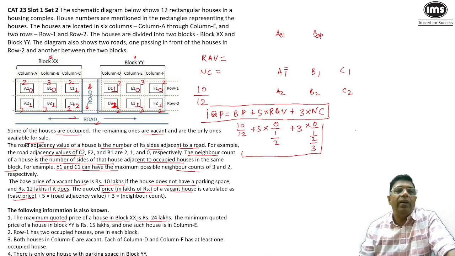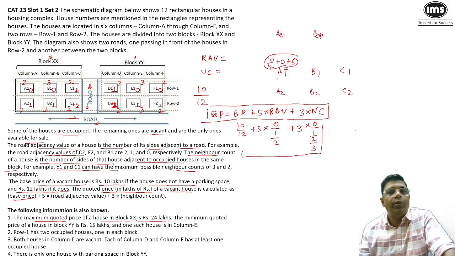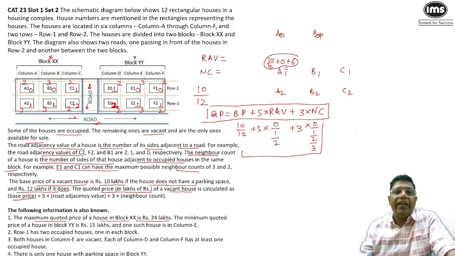So, A1 has 10 or 12 plus its road adjacency value is 0 and its maximum neighbor point could be 2. So, its maximum possible value could be 18. So, this house does not have a value of 24 lakhs. What about A2? Same, 10 or 12 plus road adjacency is 1, so 5 plus maximum 6. So maximum value could go to 12 plus 5, 17 plus 6, 23. Again, we have to figure out which house has 24 lakhs.